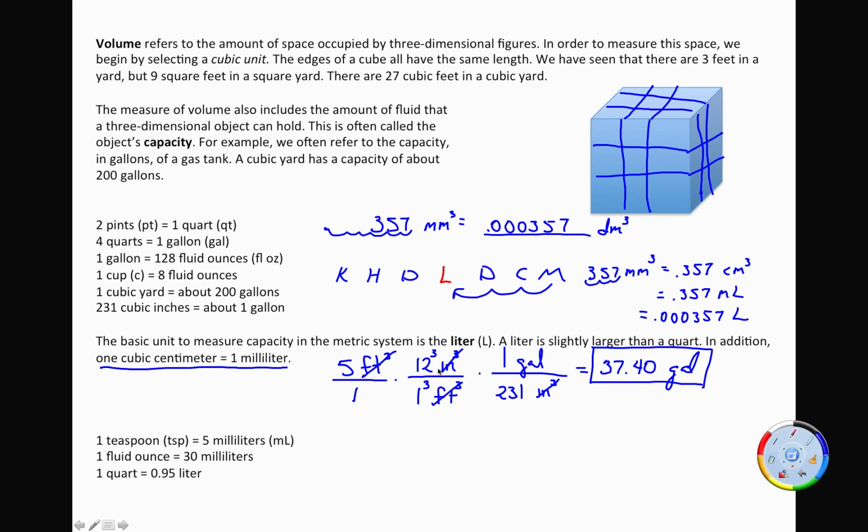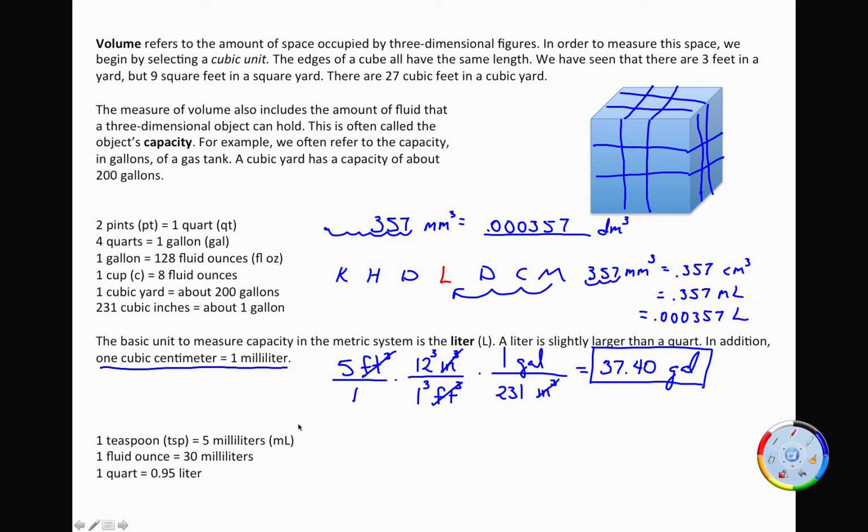Notice I had to pull out my calculator for the calculations: 12 times 12 times 12 divided by 231. But I did all of the metric conversions back and forth into different systems without ever pulling out the calculator. The 357, the digits, the numerals never changed.